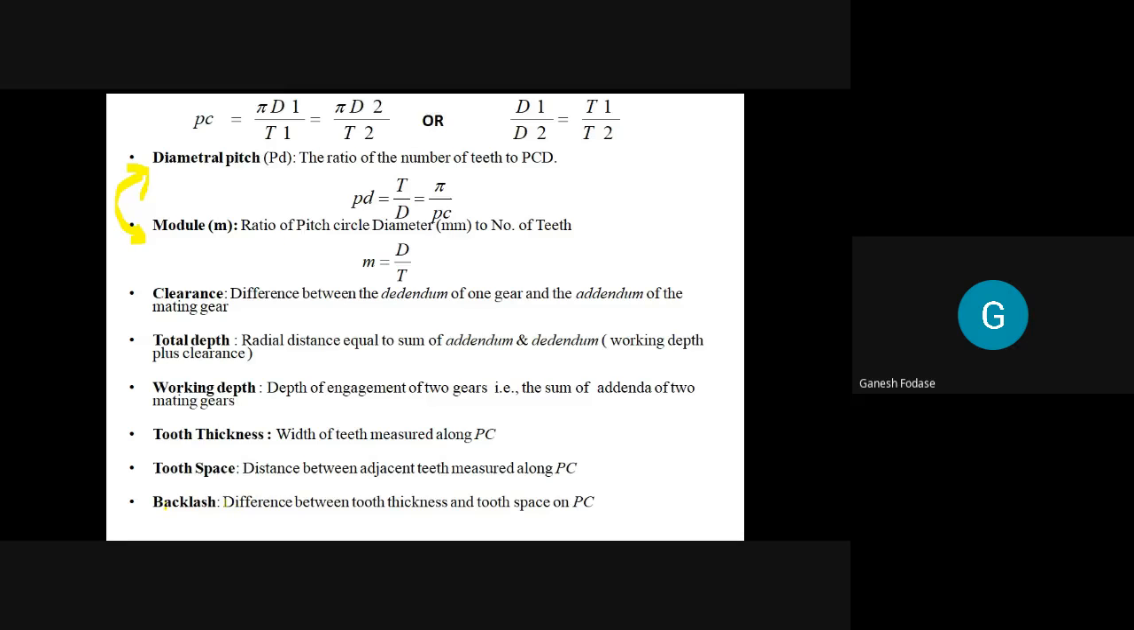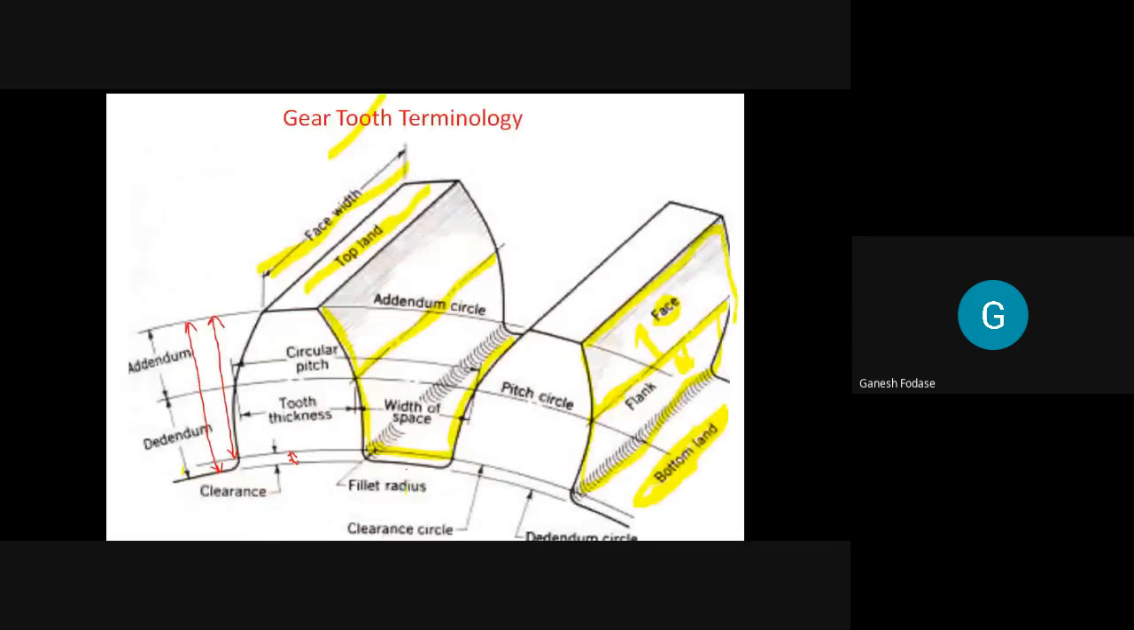What is backlash? It is the difference between tooth thickness and the width of space. We will see here. You can see there is space between two adjacent teeth. That space is called the width of space. When another gear is in mesh with this gear, the difference between the tooth thickness of the mating gear and this width of space, calculated along the pitch circle, is called backlash. Ideally, it should be 0, but practically some backlash is provided to allow thermal expansion.